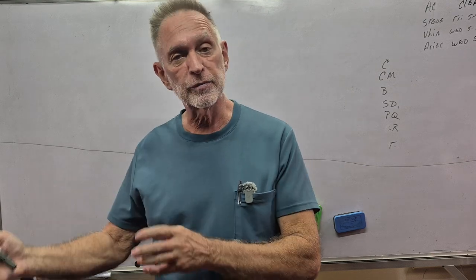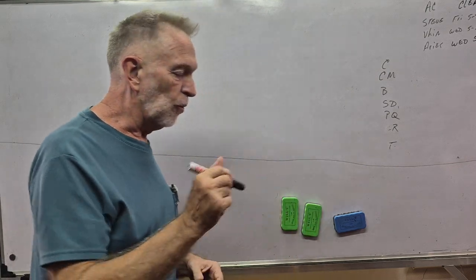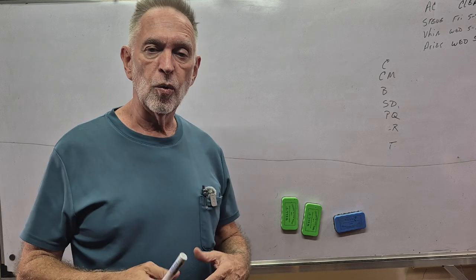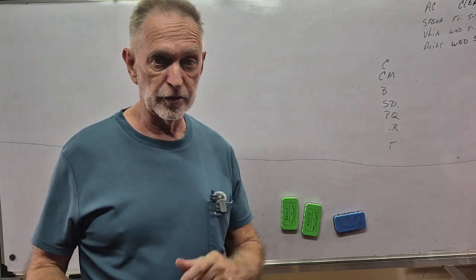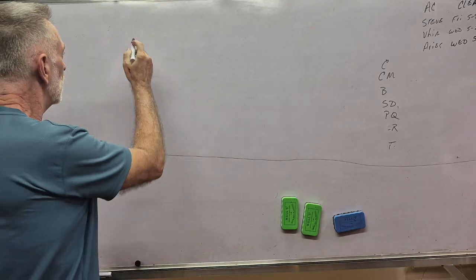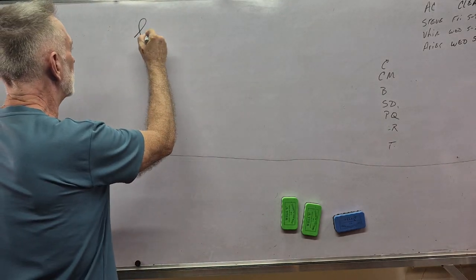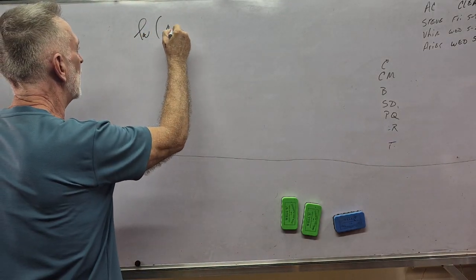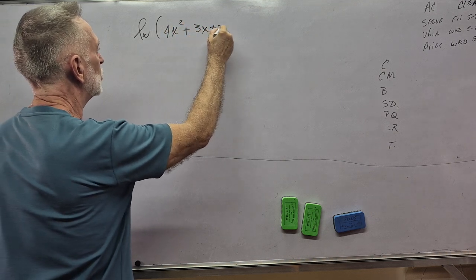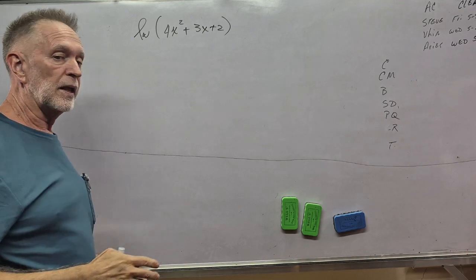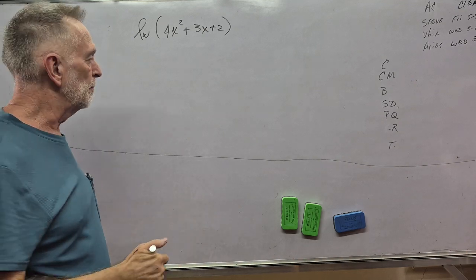Our answer ended up being the natural log of some function. So what is a natural log? Where did it come from? How do we take a derivative of that? So let's explore that. Let's assume for a moment you had a natural log of 4x squared plus 3x plus 2. What does that mean? Where did that answer come from?